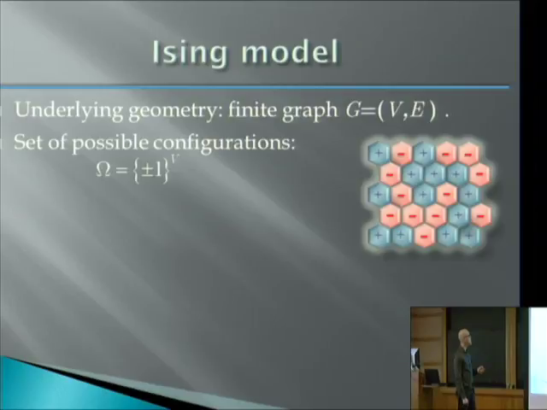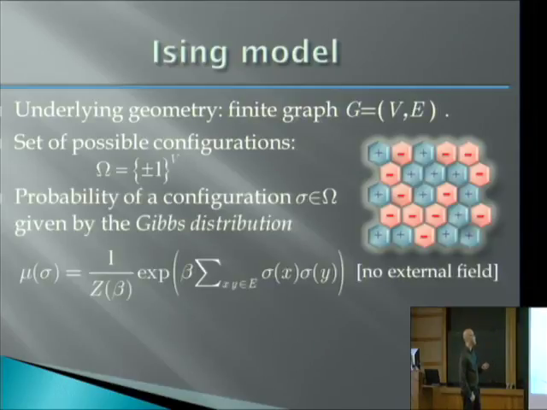A configuration is an assignment of plus or minus 1 values to the sites. We call those spins. A positive spin is a +1, and a negative spin is a -1, like so. So this is the hexagonal lattice. We put plus or minus spins. And the Ising model gives a measure over this finite set of configurations. And this is the measure.